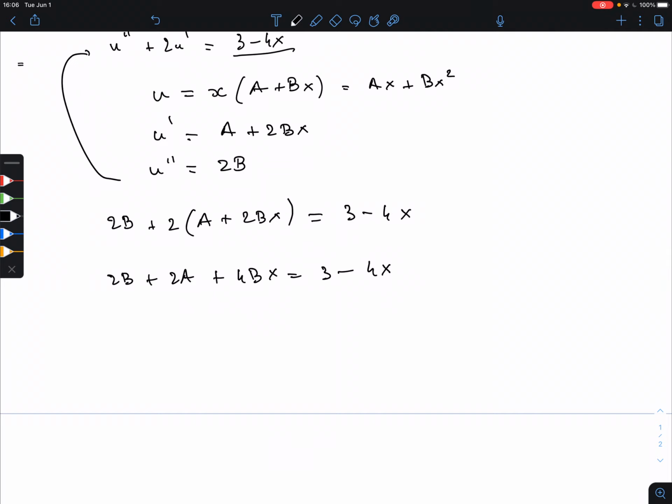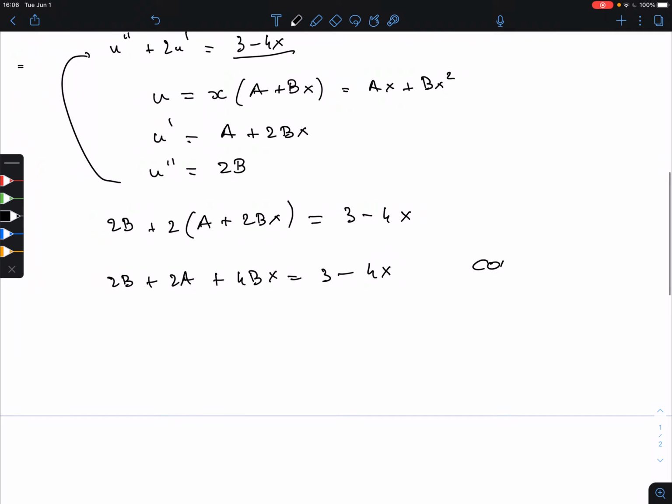We now compare coefficients. You don't bring anything from one side to the other side. You keep the known one on the right and the undetermined one on the left, and then you compare coefficients. So we have these two coefficients are equal: 3 equals 2a plus 2b. And then the other one is this is equal to that, so minus 4 is equal to 4b.